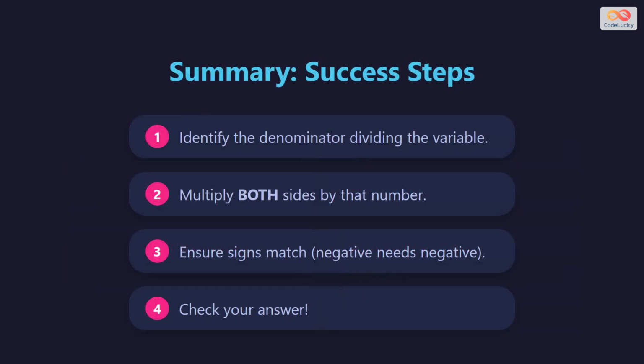To wrap up, here are your steps for success. 1. Identify the number that is dividing your variable. 2. Multiply both sides of the equation by that exact number. 3. Pay attention to negative signs. And 4. Always plug your answer back into the original problem to check if it works. You have got this.